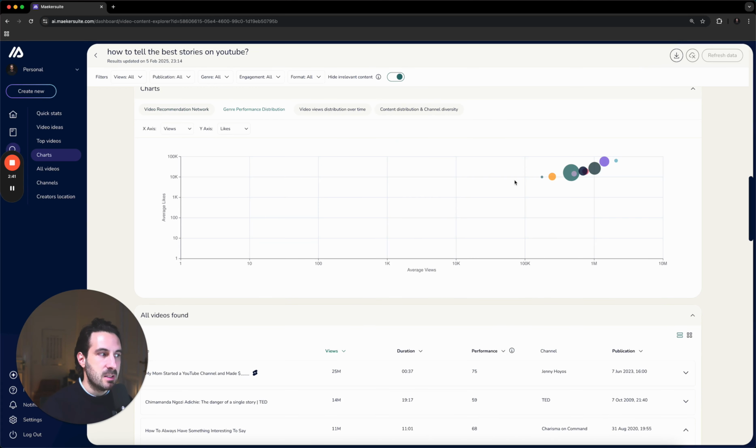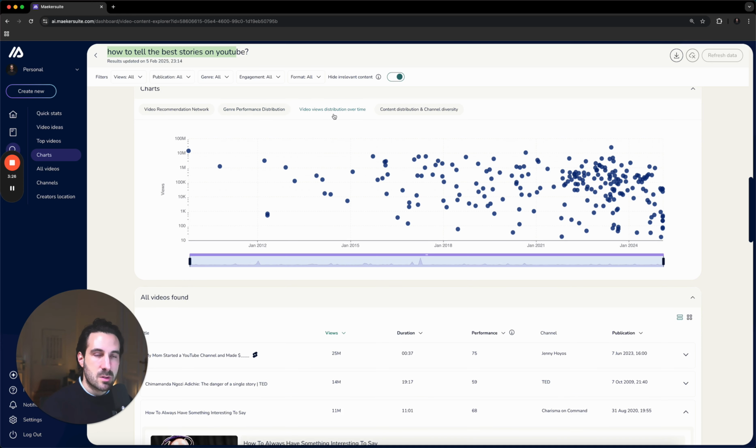The next graph basically shows you the different genres in this topic. So in this case, how to tell the best stories on YouTube. And then obviously you will have different YouTubers from different genres talking about storytelling. And here you see that certain genres work better than others. So for example, film is maybe a smaller niche than entertainment or comedy. So that's a little bit of useful information here. If you want to do a video about storytelling, maybe look at some of the bubbles or some of the genres on the right hand side.